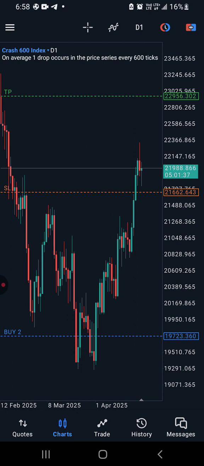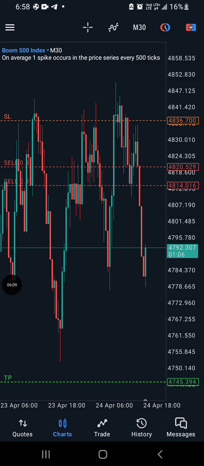This is very simple, ladies and gentlemen. I'll say it again, this is very simple. And this one is an intraday trading setup that we called during the day, on the 24th of April 2025.